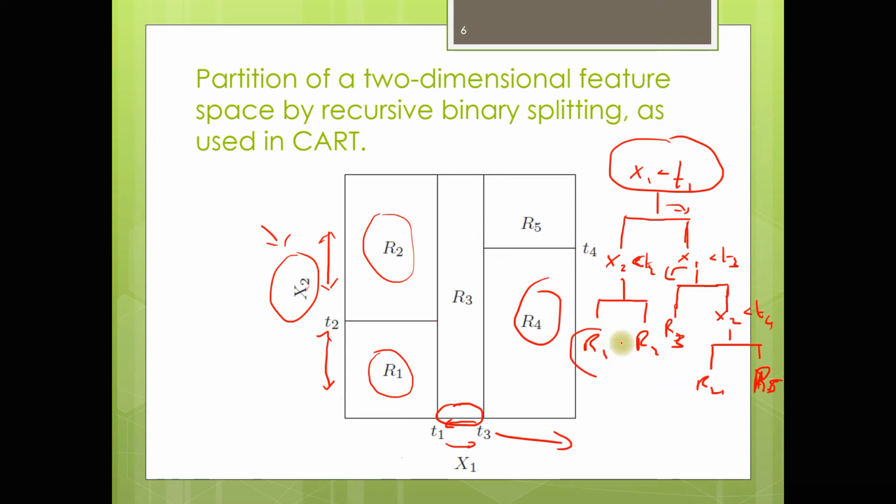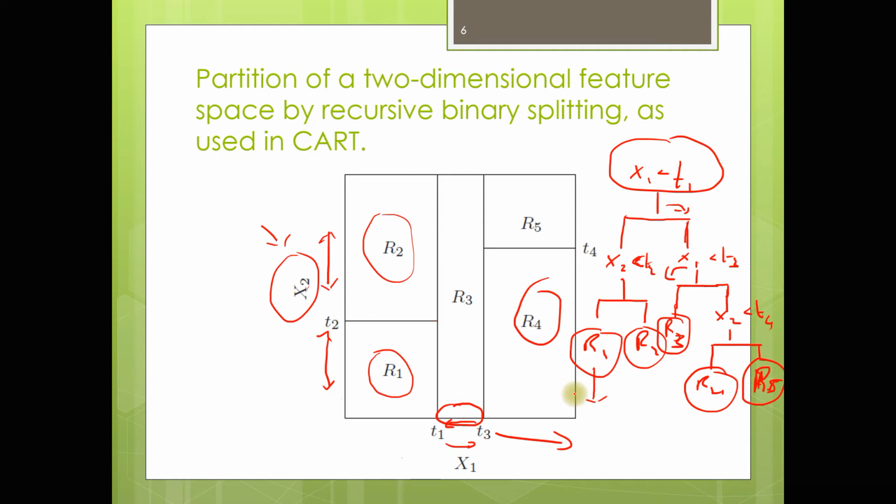And what are these regions? These regions refer to the terminal nodes in your tree. You've got 5 terminal nodes. And what's going to happen? These regions will be fitted by a certain model. For example, a model can be a constant or it can be something else.